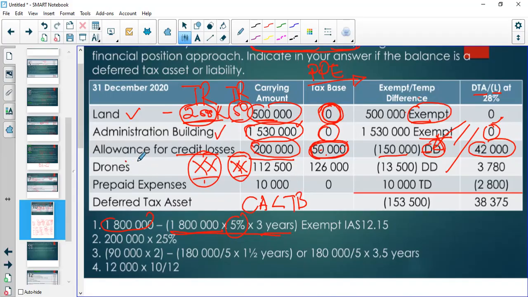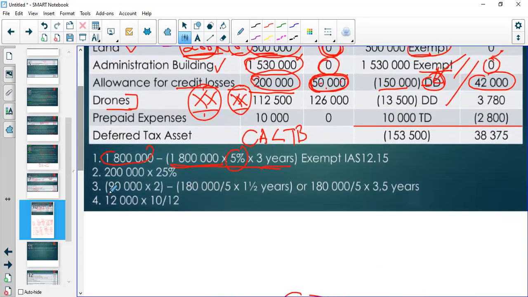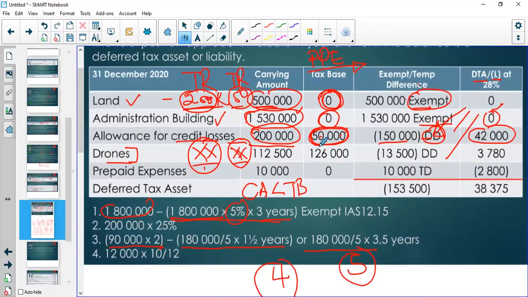Brilliant. So we have drones. Drones is an asset. We calculate their carrying amount, right? So the carrying amount of drones, remember there are 2, right? But now with SARS, SARS only allow, is it SARS? This is the carrying amount, right? We subtract the depreciation for 1.5 years. No, this is going to be the tax base, because the carrying amount is based on 4 years, then the tax base is based on 5 years. So if we calculate this, we should be able to get our tax base of 126.